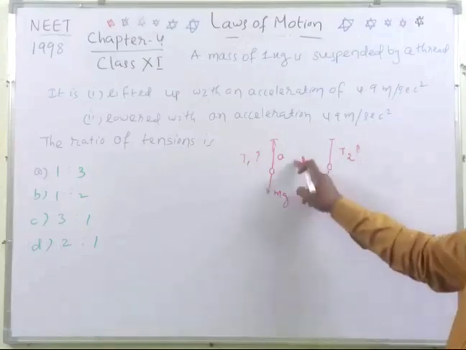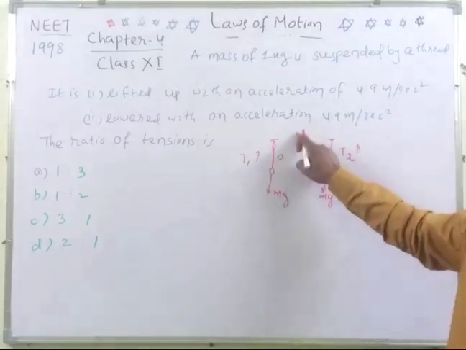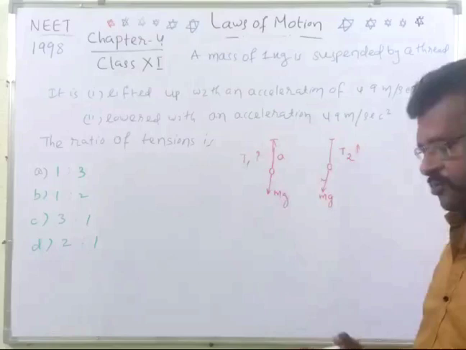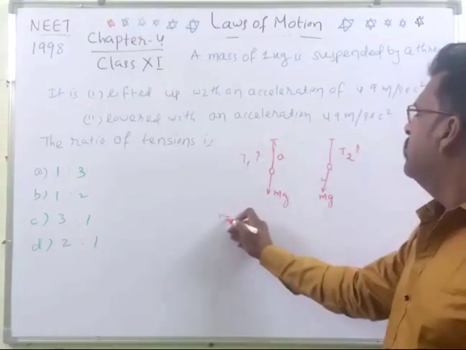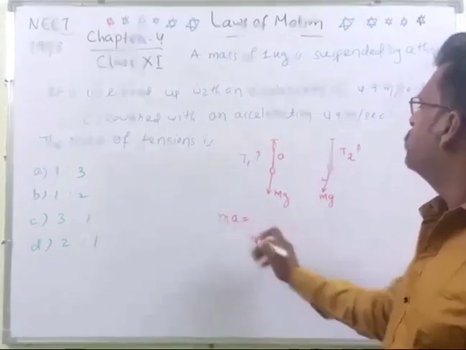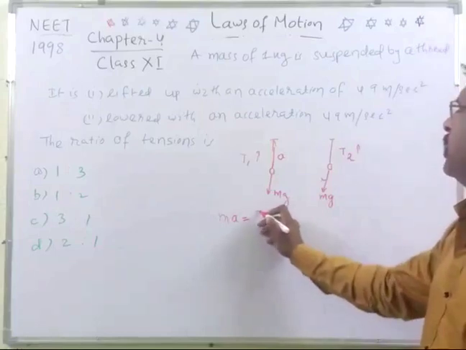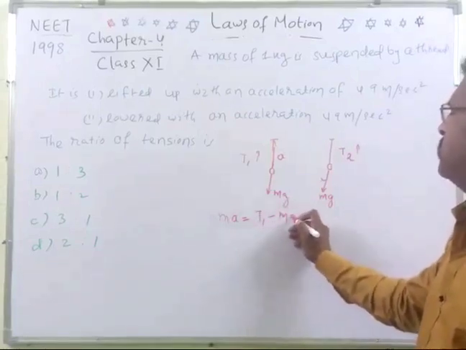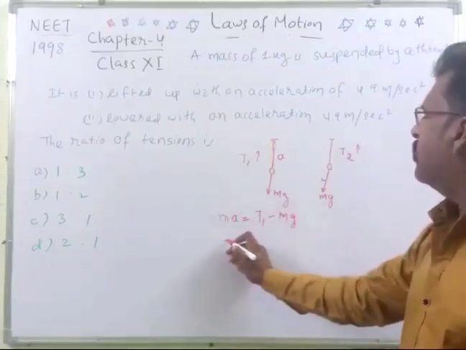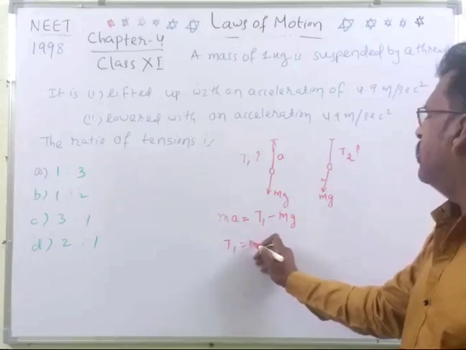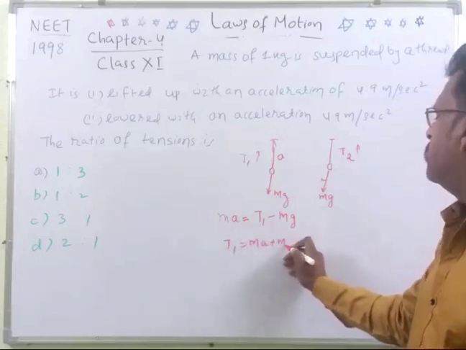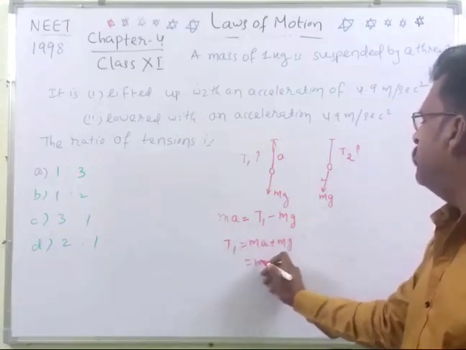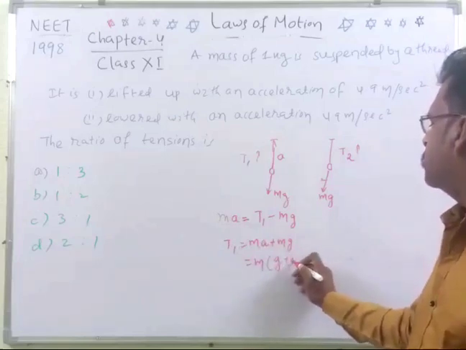Then in the first case the body is going upward. So students, what is ma? ma is equal to T1 minus mg in the first case, or we may write T1 is equal to ma plus mg, or m into (g plus a).